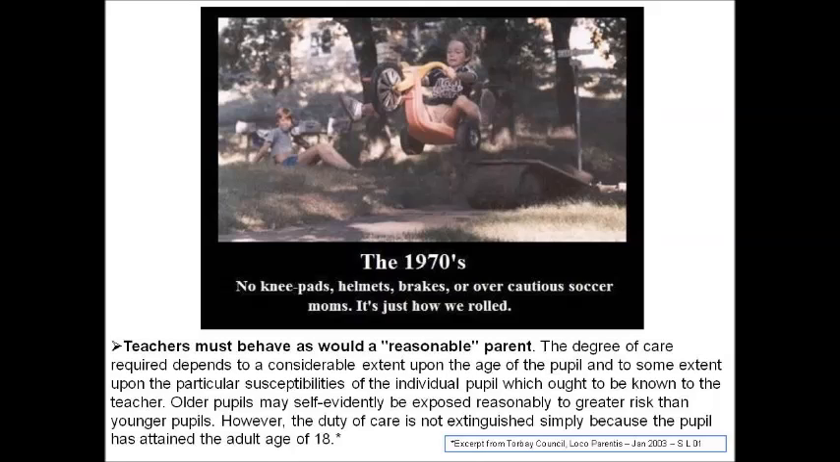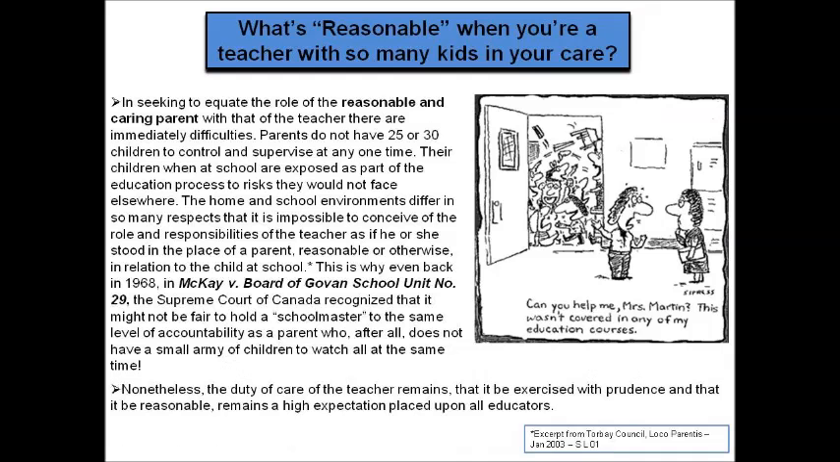However, the duty of care is not extinguished simply because the pupil has attained the adult age of 18. We'll look at a court case where the student was legally an adult male, he was 18 or older, but because he was in this school situation, there was a duty of care that was recognized that the teacher failed to abide by, and so the teacher was held negligent for what happened in that situation. Now, what's reasonable when you're a teacher with so many kids in your care?